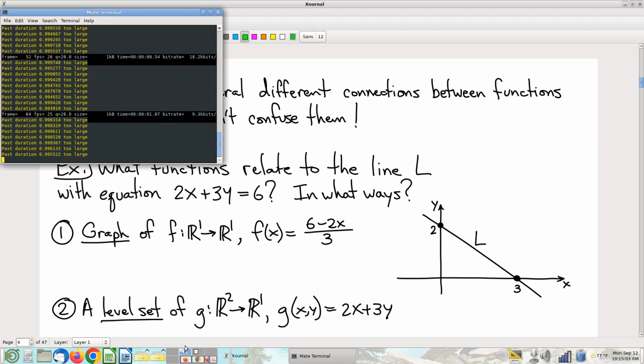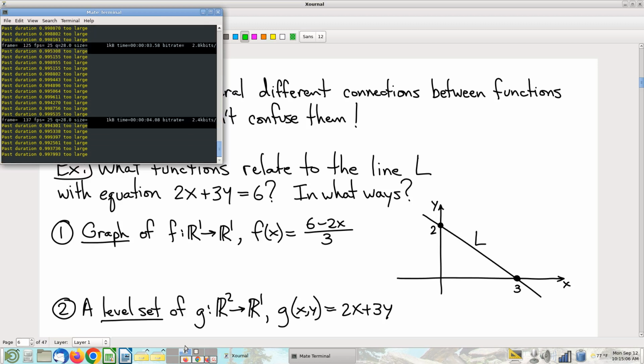Okay, and I forgot to turn the screen on. Okay, but we are on any second now.